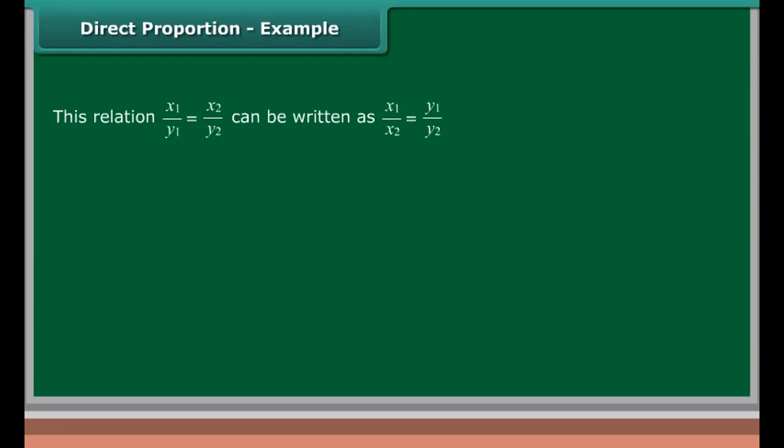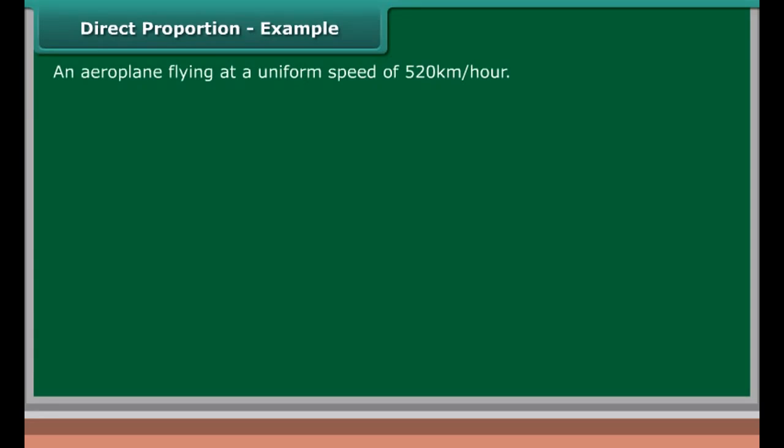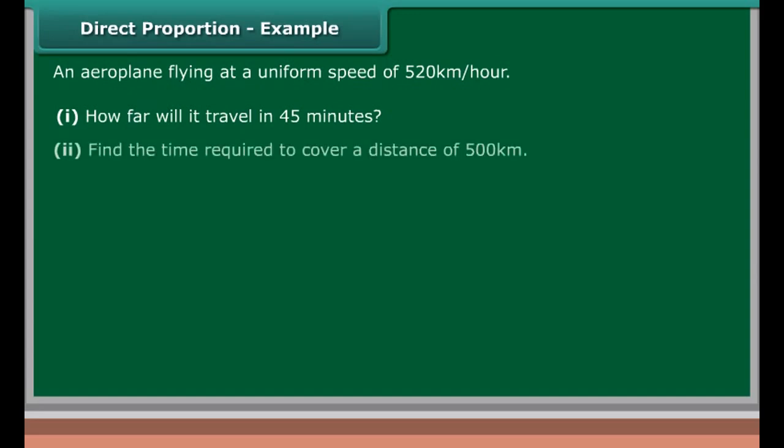x1 upon y1 is equal to x2 upon y2. 50 upon 35 is equal to x upon 45. 50 upon 35 into 45, which equals x. 64.2 is equal to x. The height of the lighthouse is 64.2 meters.